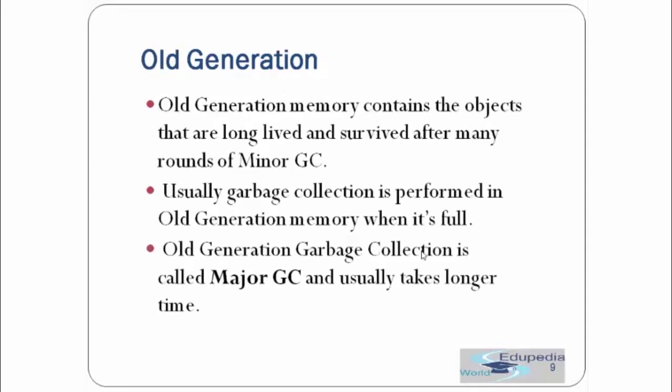Now let's see the old generation, where the old generation memory contains objects that are long-lived and survived after many rounds of minor GC. Usually, garbage collection is performed in old generation memory when it is full. Old generation garbage collection is called major GC and usually takes longer. So the objects here are long-lived, and major GC is performed when old generation memory becomes full. Therefore it's not performed very quickly; it takes time because the old generation is a big memory, and definitely takes more time than in the young generation memory.